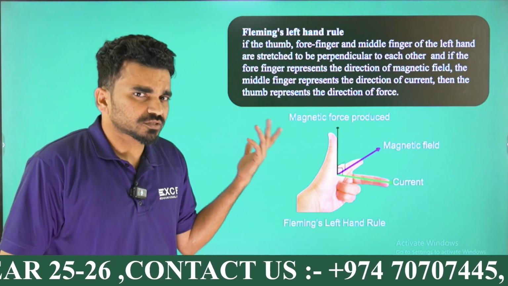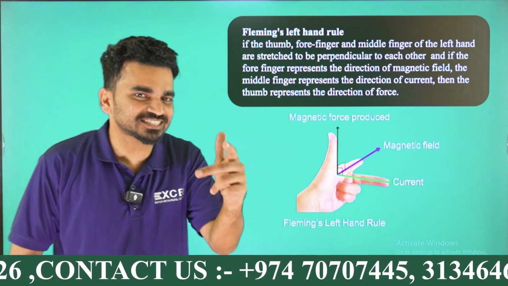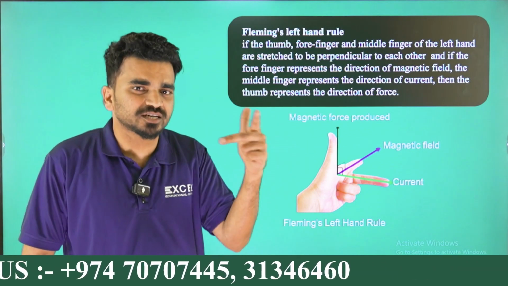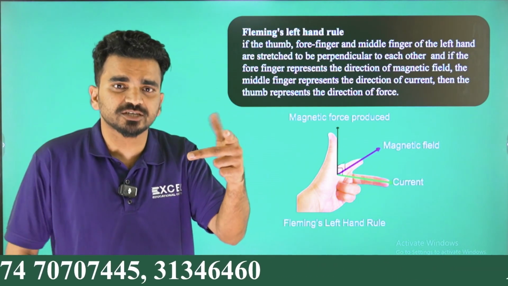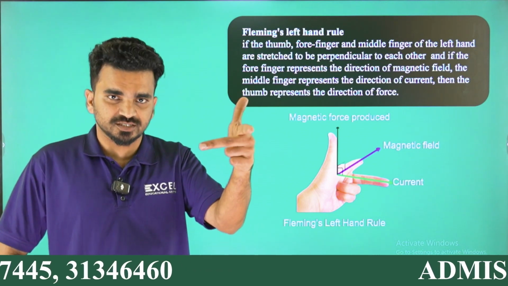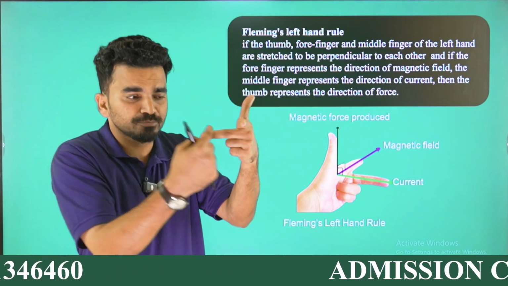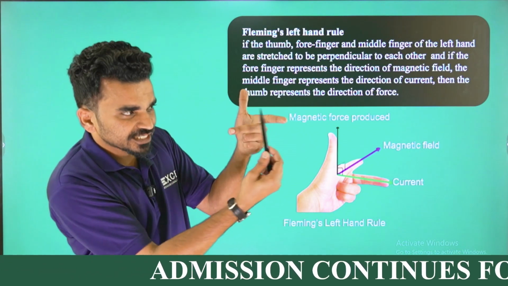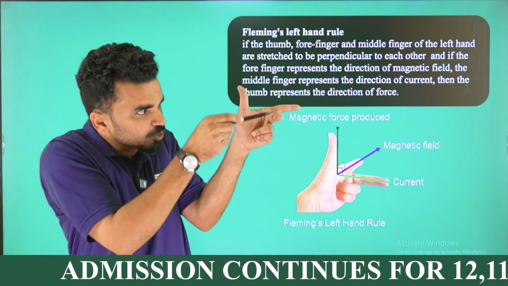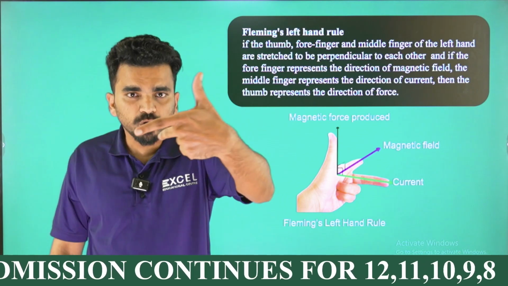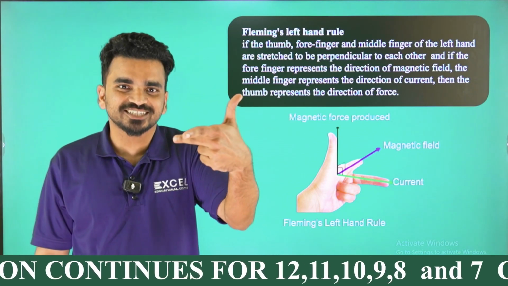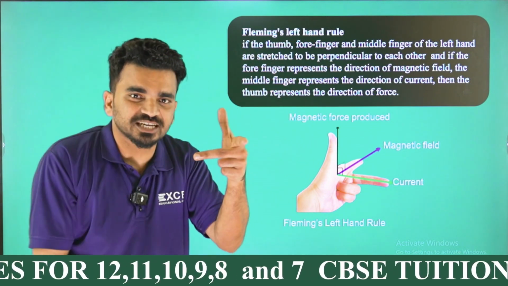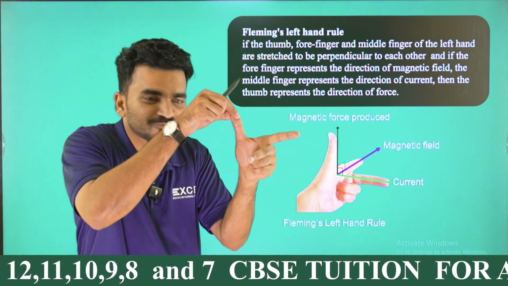Can I skip this? No, I'll just give a small hint. Take the left hand. How do we apply Fleming's left hand rule? We bring our left hand and keep these three fingers mutually perpendicular. Look at this, this is perpendicular to this one, this is perpendicular to that, and this is also perpendicular to each other. All of them are perpendicular, right? Now, according to Fleming's left hand rule, this is the force direction.